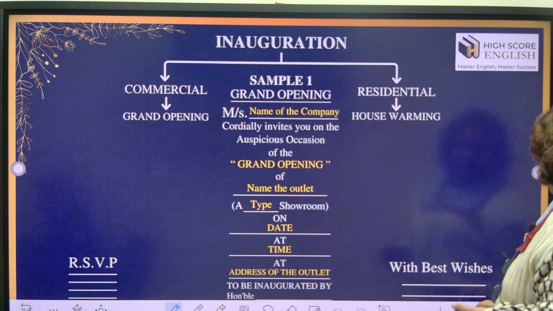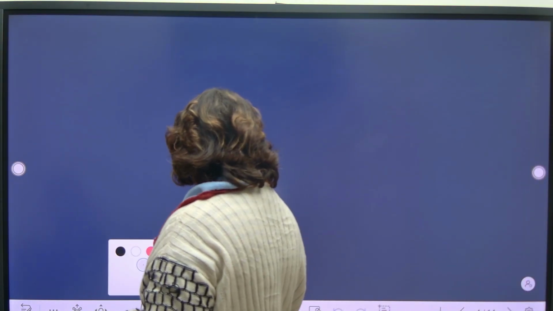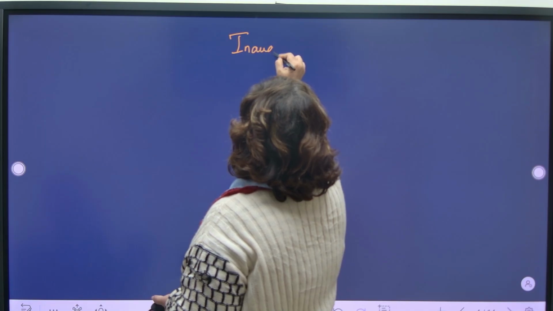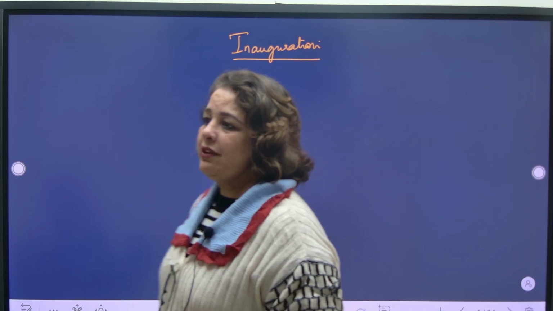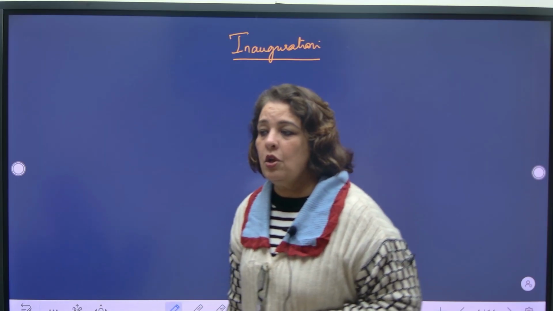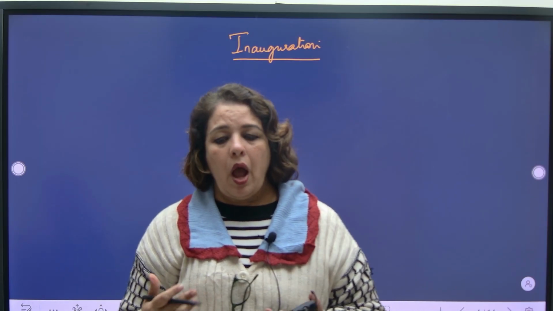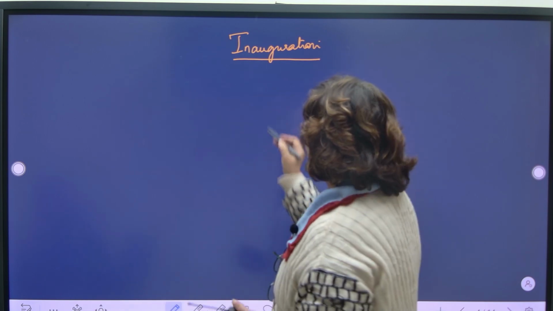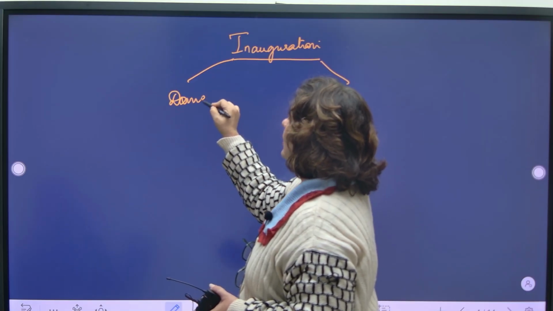Inauguration is slightly different, tricky. I will explain this inauguration part to you on this blank page that we have kept. Now, when you are doing inauguration, it happens that if you have done any new construction, after that construction you do an opening ceremony. You start it. So it is of two types. Inauguration is of two types, domestic and commercial.